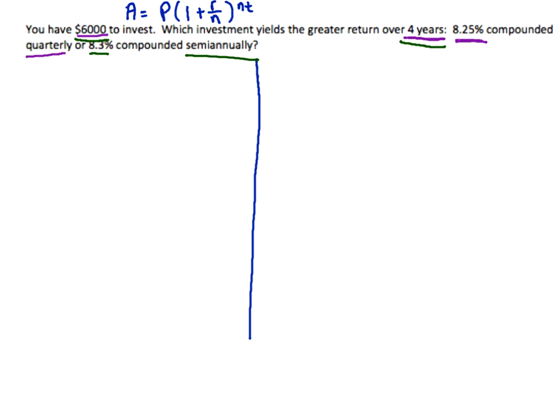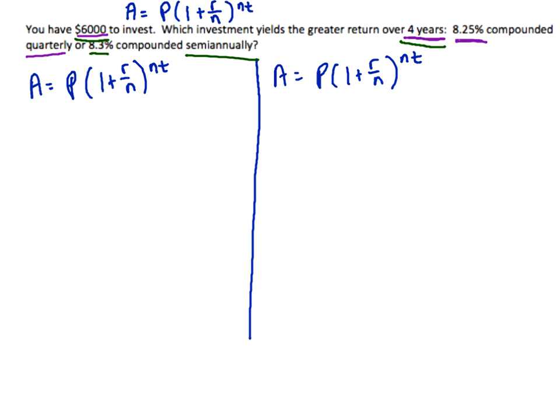All right, let's do our comparison and see which is a better deal for us to invest in. Whenever you use a formula, you should always write it down. So the formula that we're going to use for both of these is A equals P times 1 plus R over N raised to the NT. Okay, so I'll start out with the first one.